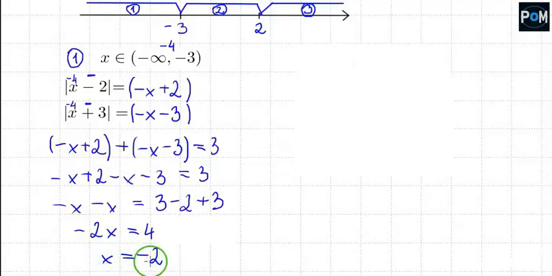Now we must verify whether this particular number, minus 2, actually belongs to our designated interval. And it becomes clear that it absolutely does not belong to this specific interval. Therefore, we are compelled to reject it.